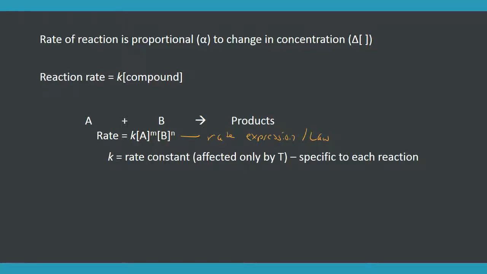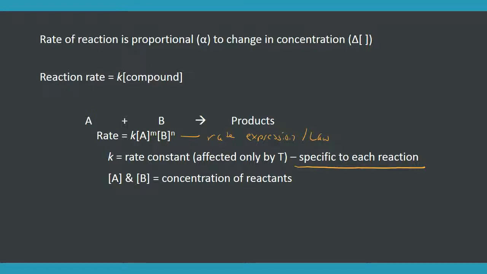So k is the rate constant. This number is specific to every reaction, therefore it has to be calculated with every reaction. However, the value for that reaction will only change if temperature changes. And we're going to look at that relationship in 16.2 specifically with activation energy. But to take away, it is specific to each reaction.